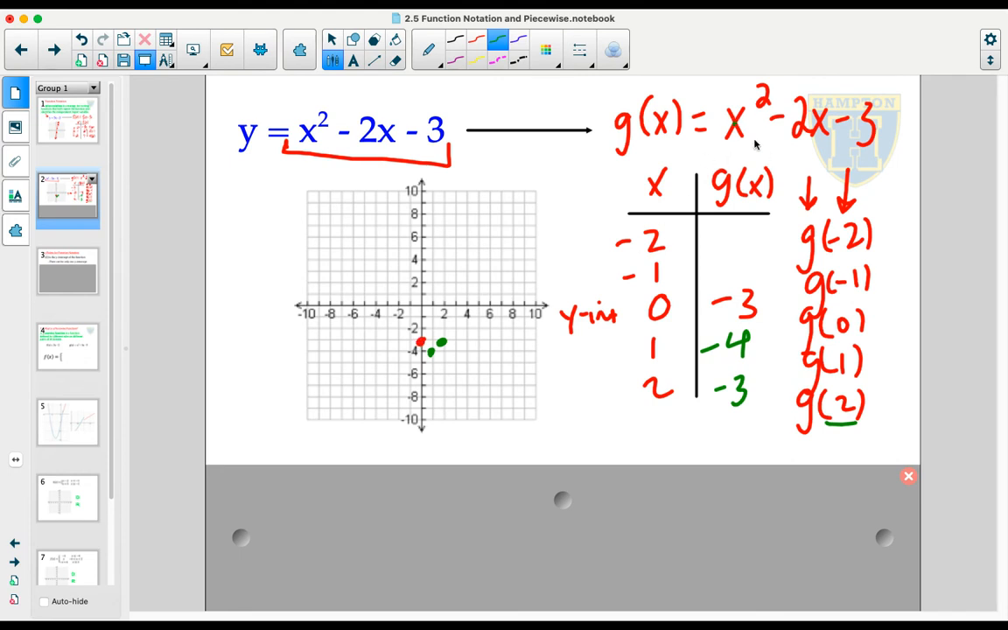-1, -1 squared is 1. That's a +2, so that's 3, 0 here. Feel free to check the value of any of these if you're not sure. And then -2, -2 squared is 4. 4 plus 4 is 8. 8 minus 3 is 5. So we have -2, 5, which is up here.